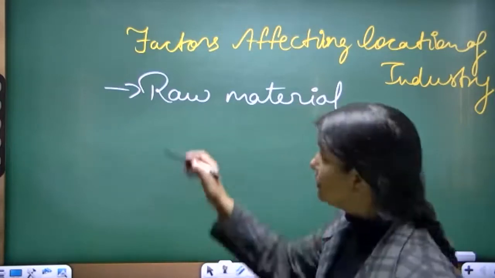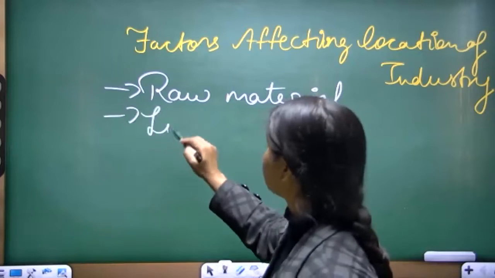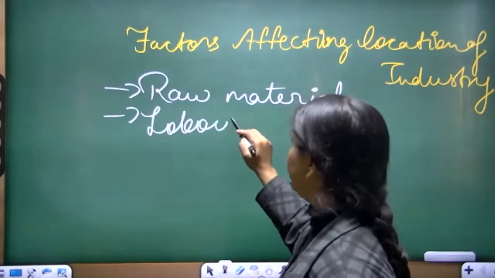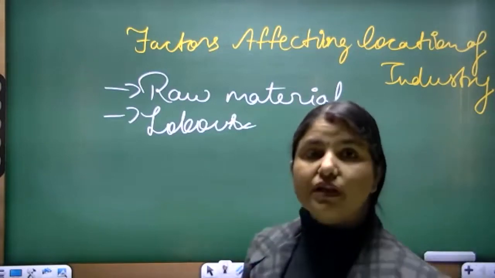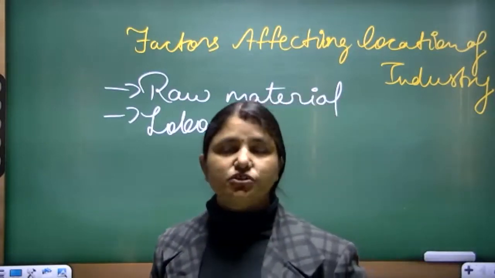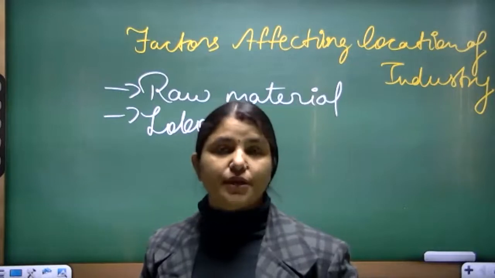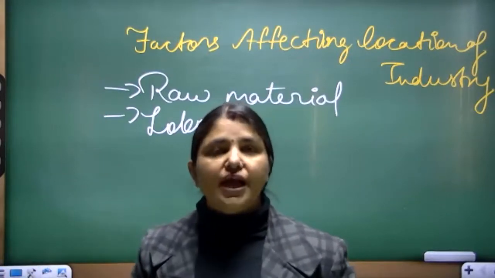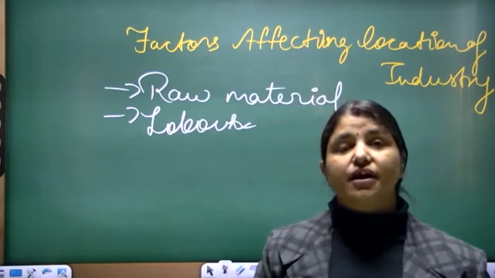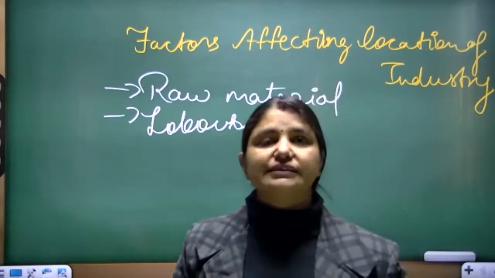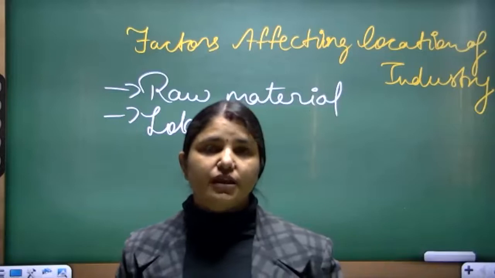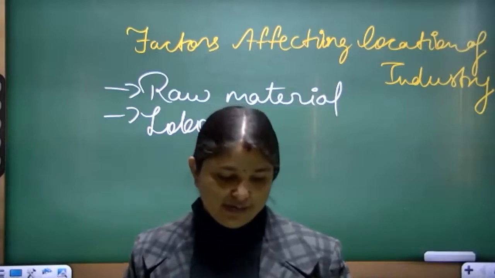Okay. Next is labor. Labor means we can say workers. Okay. So वैसा थोड़ी like in your industry you people are only doing work. If any industry we are making, so definitely we require the people, we require the labor. So we have to make our industry in that area where easily we can get the labor. Labor can come easily to our industry.